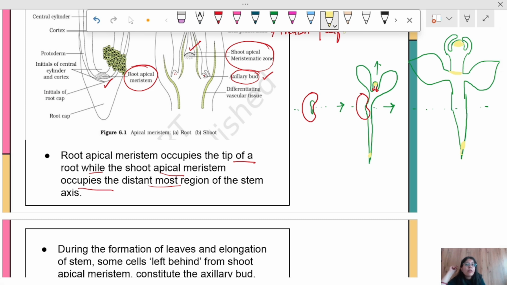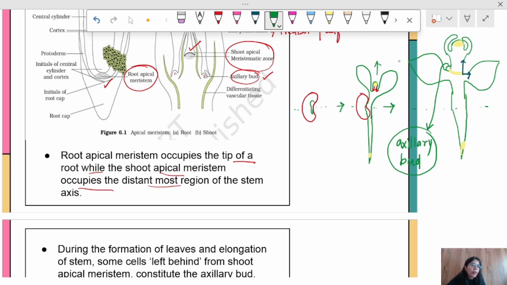Those meristematic cells which are present in this area, can you find one angle here in between the leaf and the stem? One angle is there. Those meristematic cells which are present in this angle will become a part of a bud. And that bud is called axillary bud.